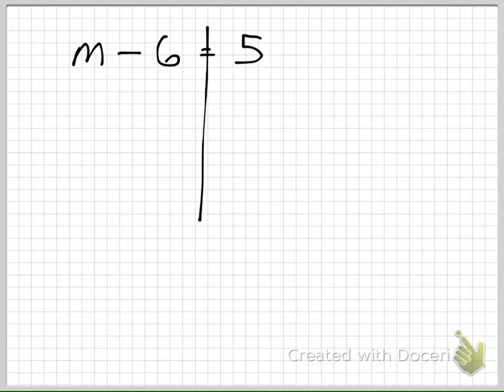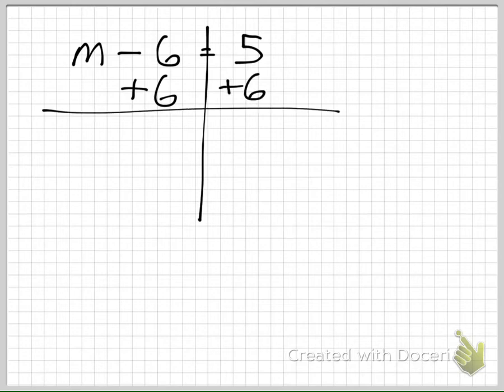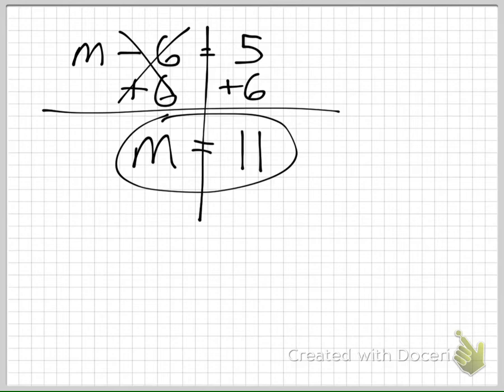What does he have to do to get rid of -6? How would you get rid of -6? Add 6. As soon as I add 6 to one side, what do I have to do? Add 6 to the other side. Right? What happens to these guys? They become 0, so I can just cross them out. They're gone. That leaves me with M equals, what is 5 plus 6? 11.